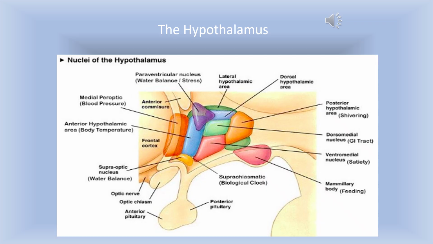The dorsomedial nucleus there, the only function mentioned there is GI tract. Actually, the dorsomedial nucleus is more strongly known for being the nucleus of the emotion of rage.